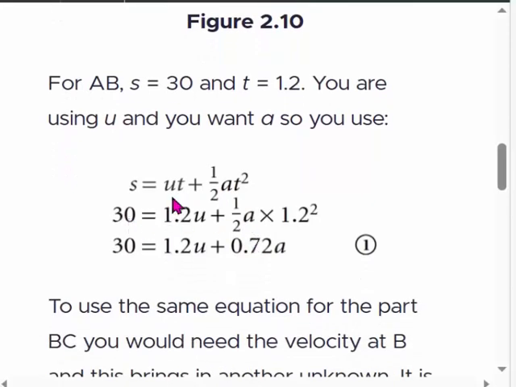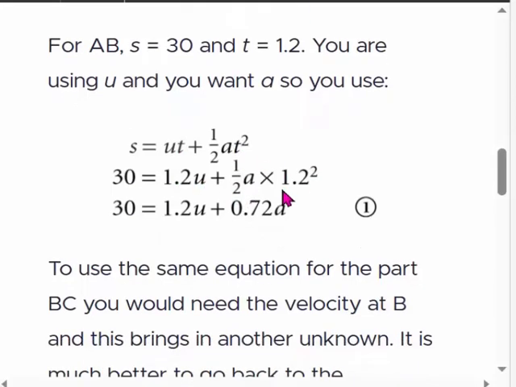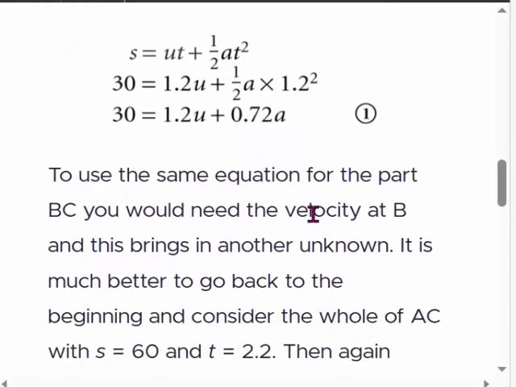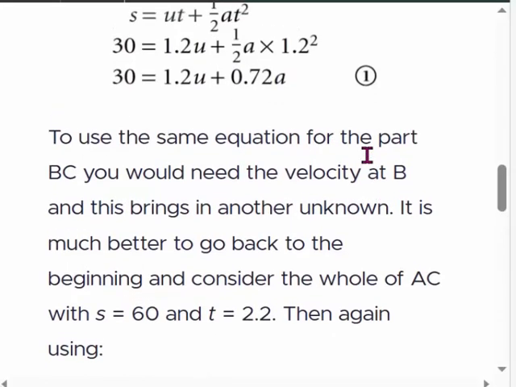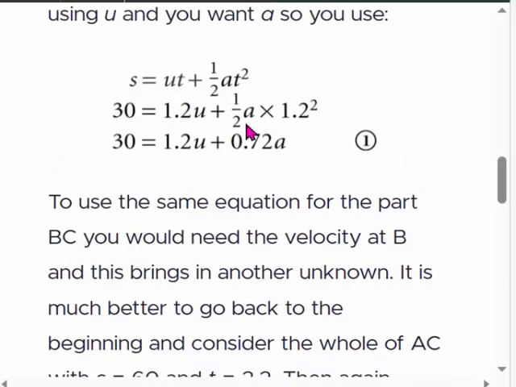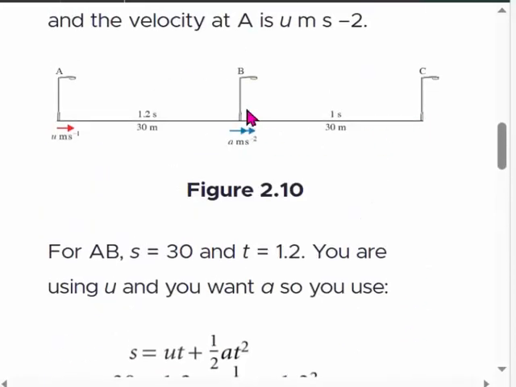So s equal to 30, t is equal to 1.2, u is unknown, plus half acceleration, not known, t is 1.2 squared. After simplification you get 30 equals 1.2u plus 1.2 squared divided by 2, which is 0.72a. To use the same equation for the part BC, you would need the velocity at B. If you want to apply s equals ut plus half at squared for the section B to C, then we need the velocity at B, which we don't know.